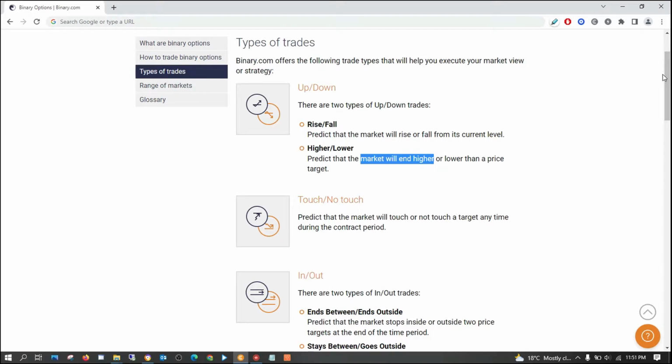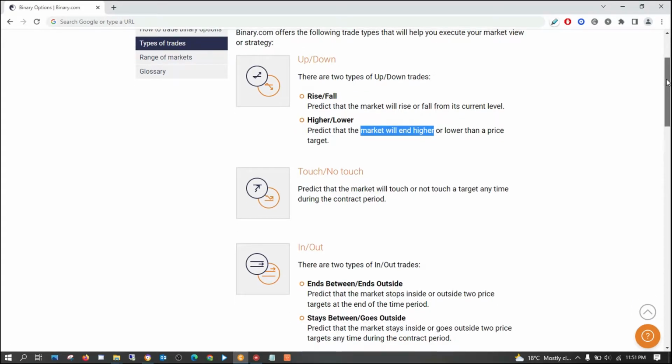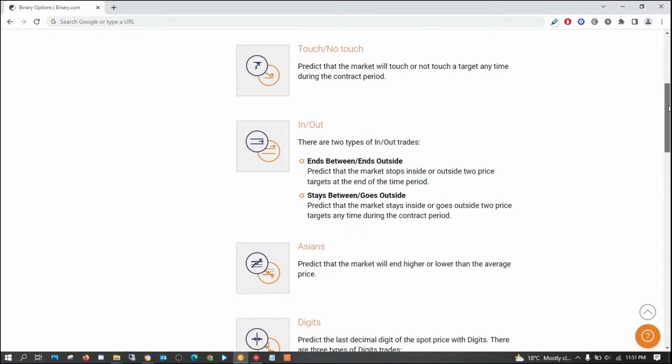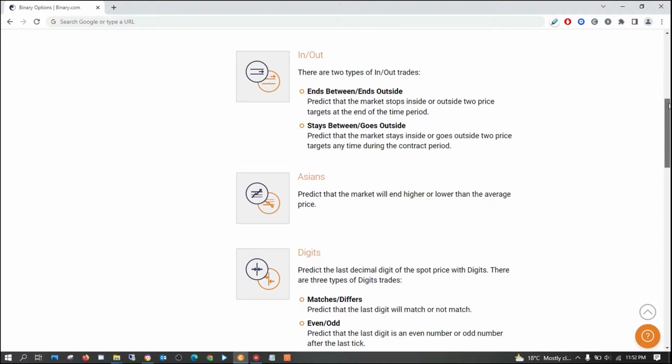Don't worry about this. In this series of videos, I'll show you what these are and how you can trade on them. Another one is the touch or no touch. Touch or no touch predicts that the market will touch or not touch the target at any time during the contract period. So with this type of trade, you either predict that the market will touch or not touch the target. Don't worry, I'll also show you how that one works.